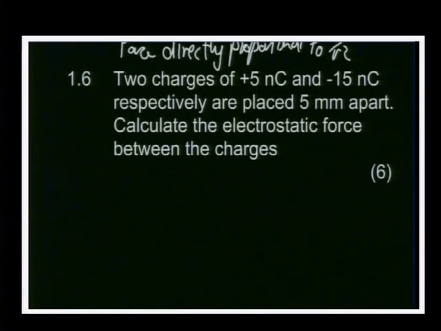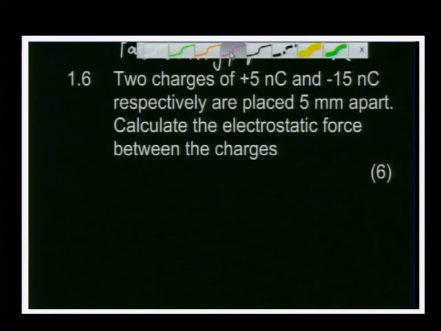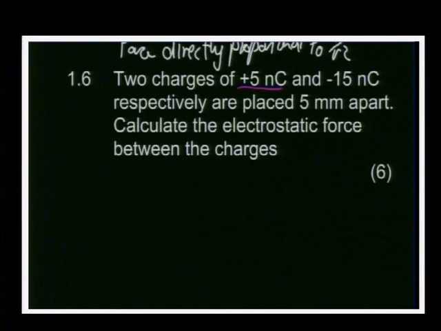Right, now we get into some calculation work, and here's the question. We're told that two charges, plus 5 nanocoulombs and minus 15 nanocoulombs respectively, are placed 5 millimeters apart. Calculate the electrostatic force between the charges. Now, we recognize the one is positive and the other is negative. We must bear that in mind, that this is going to be a force of attraction. We'll put that in the answer. So we've worked that out right from the beginning.